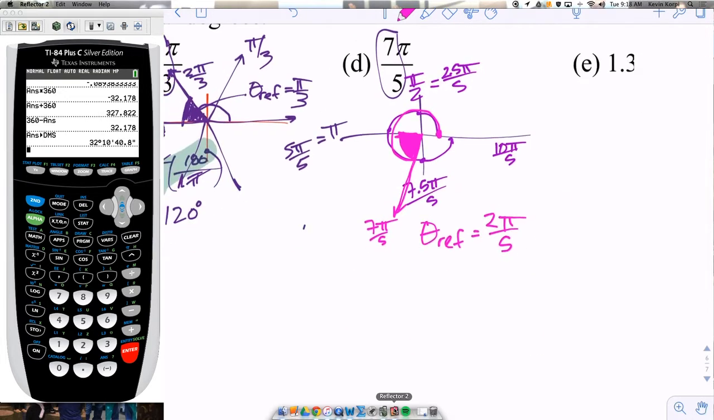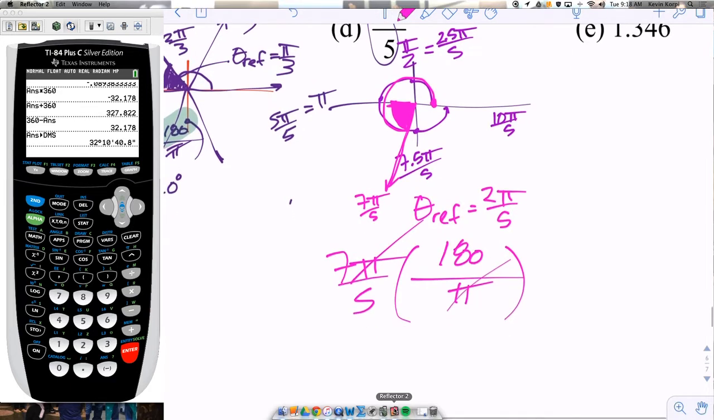All right, let's figure out what 7 pi fifths is in degrees. I know it's got to be between 180 and 270. We'll multiply by what to convert it? 180 over pi. Good. And your pi's divide out. And you're left with, let's see, let's divide first. What is 180 divided by 5? 36.